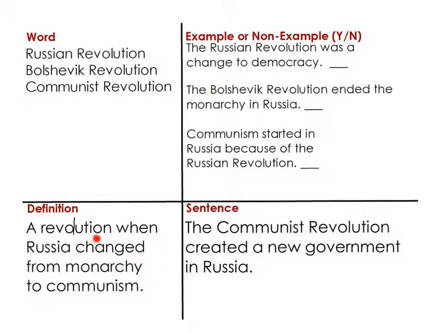A revolution when Russia changed from monarchy to communism. Here's a sentence. The Communist Revolution created a new government in Russia. Now let's do example or non-example. You decide yes or no. The Russian Revolution was a change to democracy.